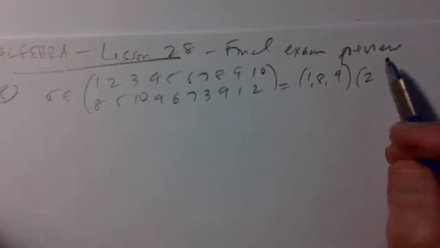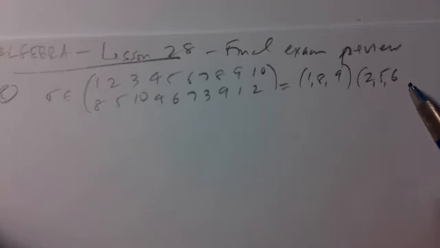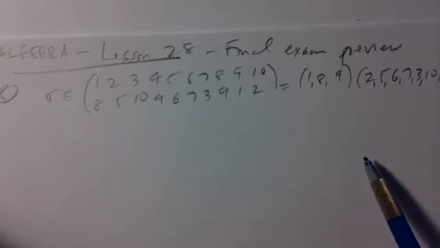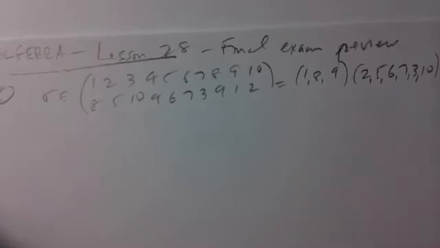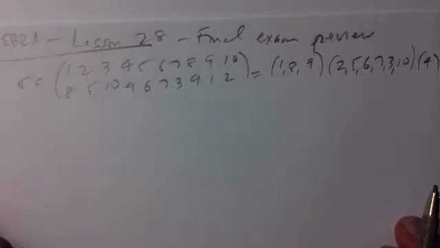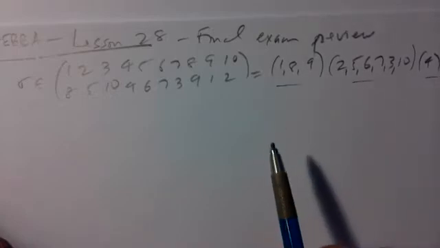Look at 2. 2 goes to 5. 5 goes to 6. 6 goes to 7. 7 goes to 3. 3 goes to 10. 10 goes back to 2. So that's a 6 cycle. Let's see, what hasn't been looked at yet? Number 4. 4 goes to 4. That's a 1 cycle or a fixed point. So this is the decomposition of this permutation as a product of 3 disjoint cycles.